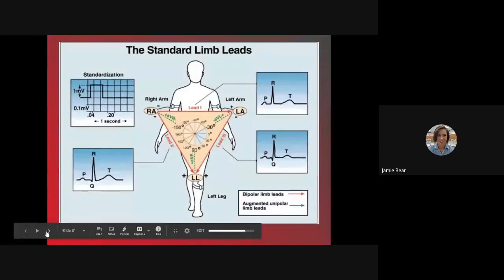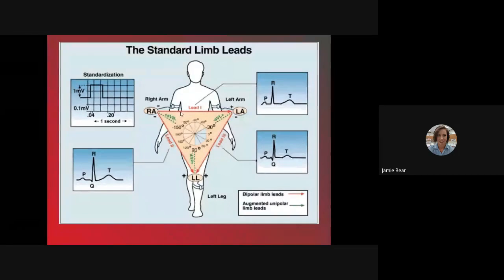Okay, so this is something called Einthoven's triangle. It's looking at those 3 bipolar views. Lead 1 looks at the right arm to the left arm. Lead 2, as I said, goes right arm to left leg. And then lead 3 goes left arm to left leg.